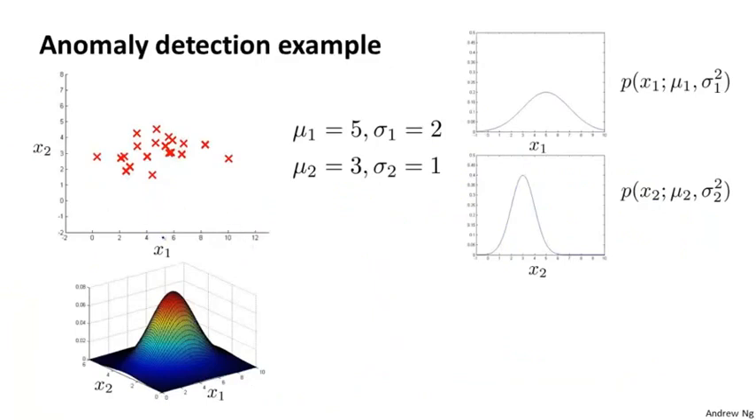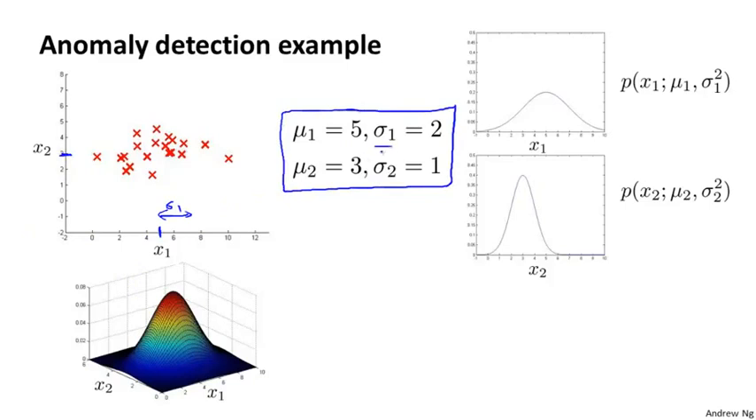Here's an example of an application of this method. Let's say we have this data set that I've plotted on the upper left of this slide. Let's look at the feature x1. It looks like on average, x1 has a mean of about 5, and the standard deviation, looking at just the x1 values of this data set, is maybe 2, so that's sigma 1. And the x2 values, measured on the vertical axis, have an average value of about 3 and a standard deviation of about 1. So if you take this data set and estimate mu_1, mu_2, sigma 1, sigma 2, this is what you get.